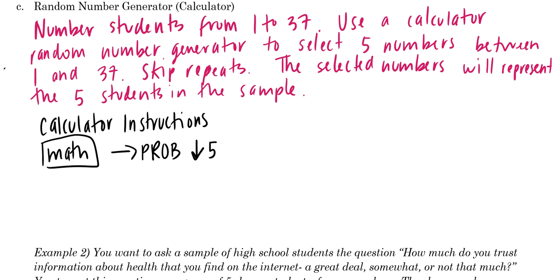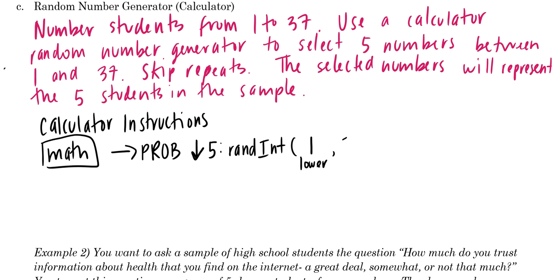You're going to see a bunch of rands. That stands for random. You're going to scroll down to number 5, which is randInt. And that stands for random integer. So you're going to press enter, and some of your calculators are going to give you a menu option, and some of yours will just give you randInt with a parenthesis. So if yours has a menu option, in the lower, that's going to be your lower number. So I want numbers between 1 and 37, so my lower number will be 1. So you would type in 1.